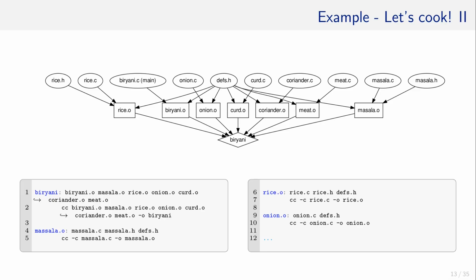Since it is the first time that we cook biryani now, rice.o does not exist. Hence, a rule with the recipe rice.o is searched and found. Its recipe is executed to fulfill another prerequisite of our final target. Before we start hacking our biryani Makefile, I would like to point out two further considerations.